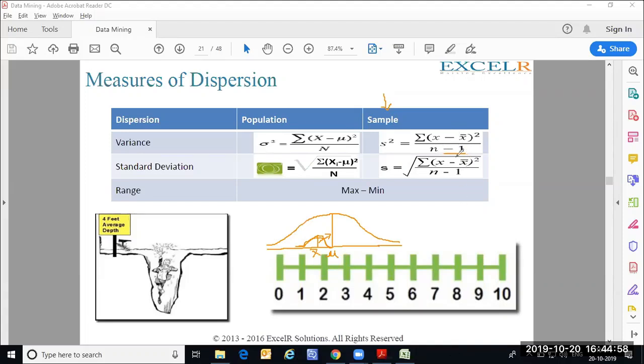So in the denominator, I'm reducing the actual value by 1. What kind of effect will it have on the overall value? Will the overall value increase or decrease? It will increase because you are going down in the denominator. And that's how the sample statistics are getting boosted up to represent the same as what the population parameters are representing.